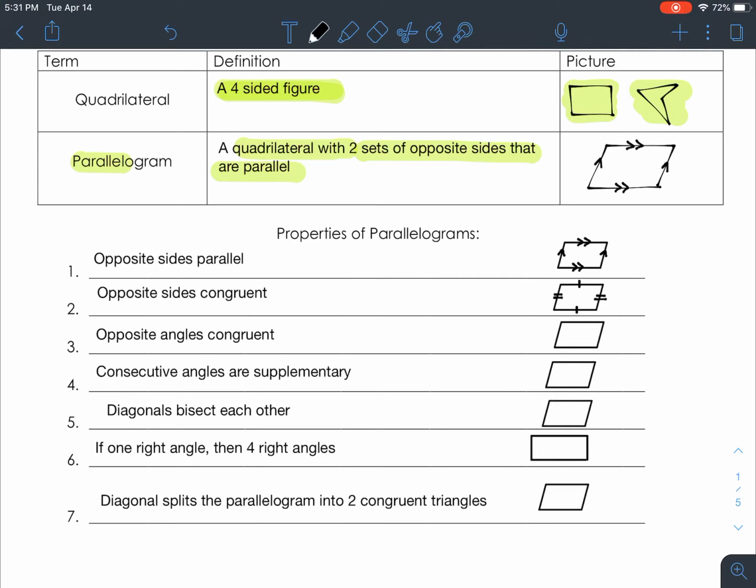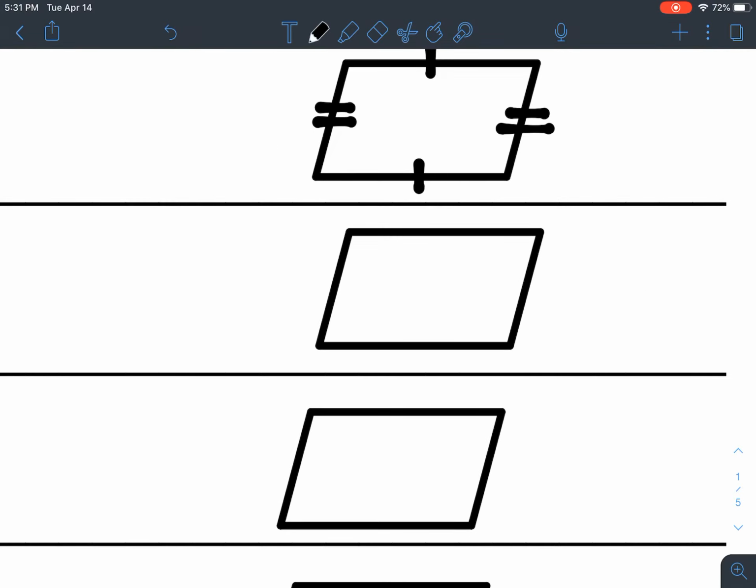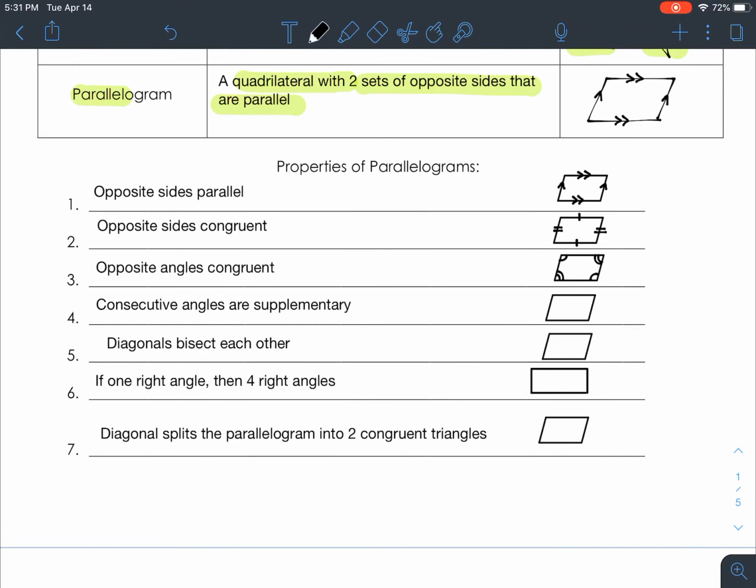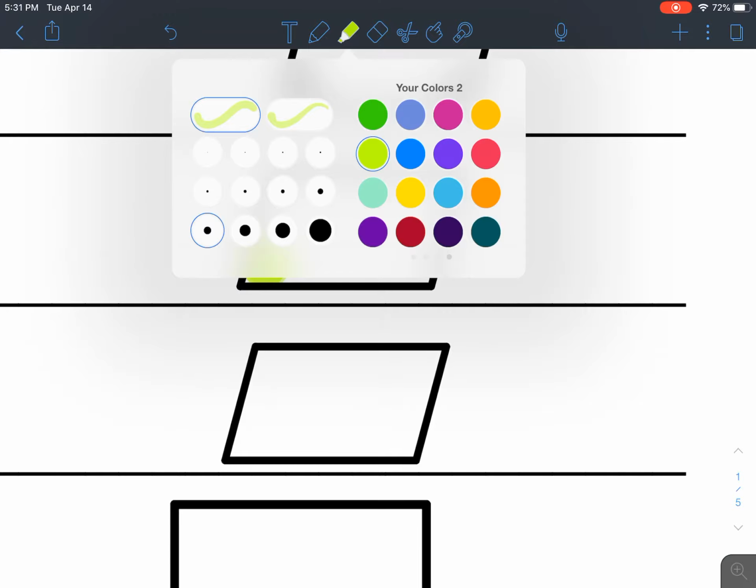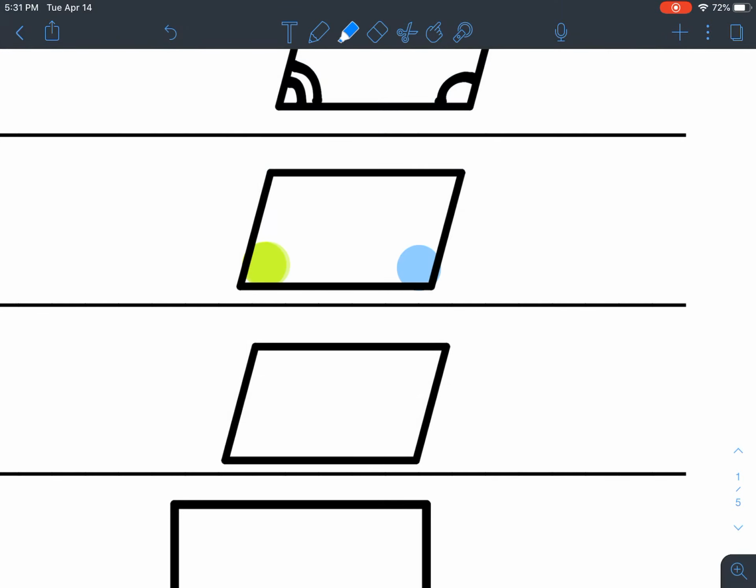Number 3 is that it has 2 sets of opposite angles that are congruent. So on this little parallelogram, I'm going to mark this angle congruent to this angle, and then this angle congruent to its opposite angle. Number 4 is that the consecutive angles are supplementary. Consecutive angles are back to back, side by side. So I'm going to highlight this angle right here and its consecutive angle right here. We know that those angles have to be supplementary.